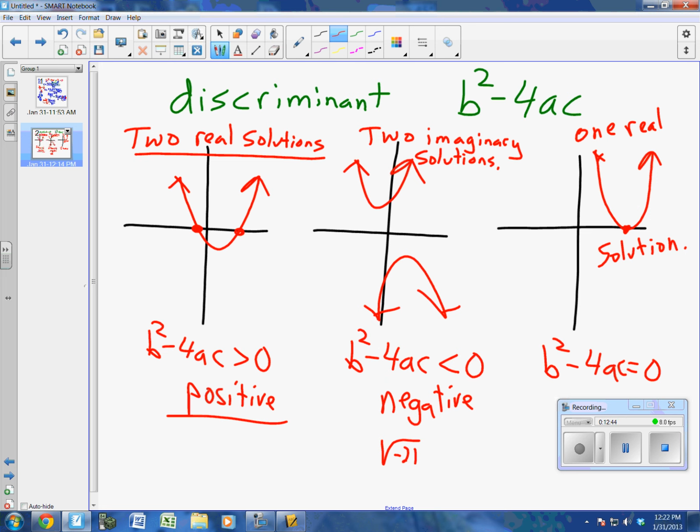No. Can anybody tell us why? Why can't a parabola cross twice? Okay, it's going out forever for one thing. Plus the other thing is if it crossed it twice, what would it not be? It wouldn't be a parabola, but it wouldn't be a function because it wouldn't pass the vertical line test, right? Okay, so no.